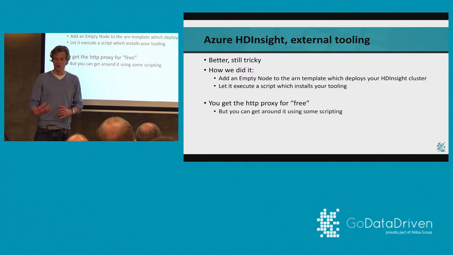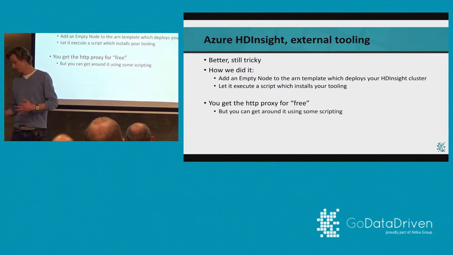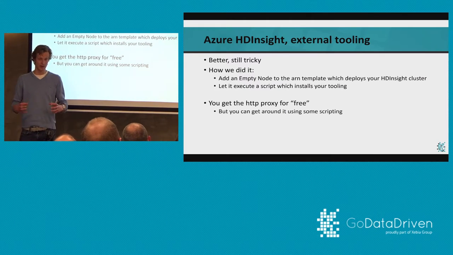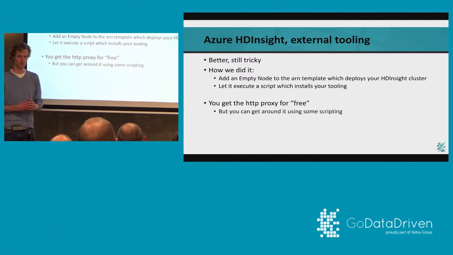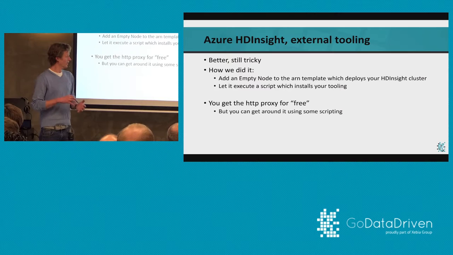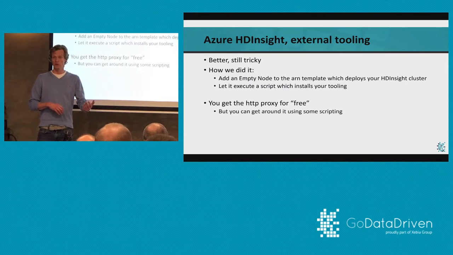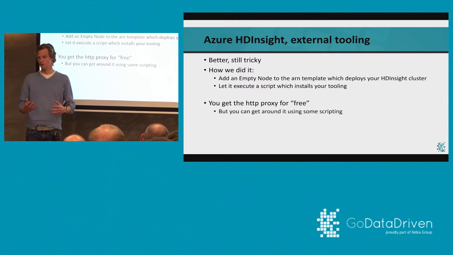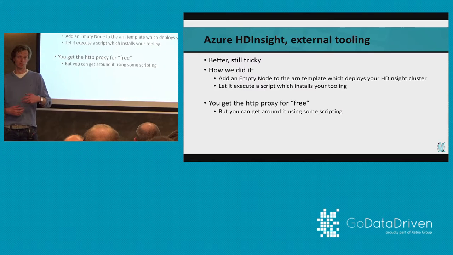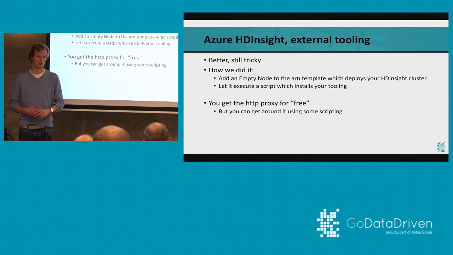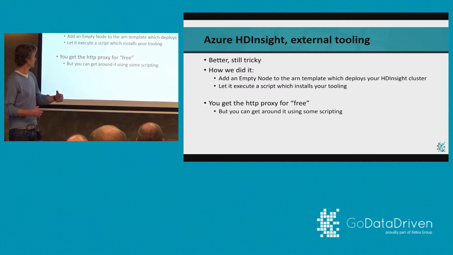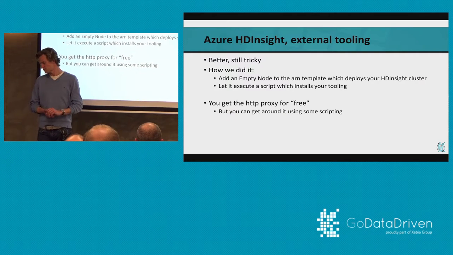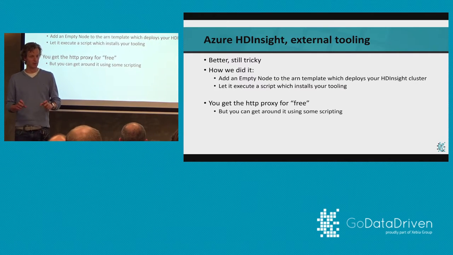So connecting to external tooling, it's better, but still tricky. So what you can do is, in the Microsoft space, you have this thing called ARM templates. It's basically your typical templating language. And you can specify that it spins an empty node for you. And this empty node is like a VM, which has the connection to the cluster already. And you can run, let's say, a post-installation bash script on it. So in this post-installation, you install your tooling. So you do your wget, Jupyter Hub, everything else. But also for this tooling, you get the HTTP proxy for free.